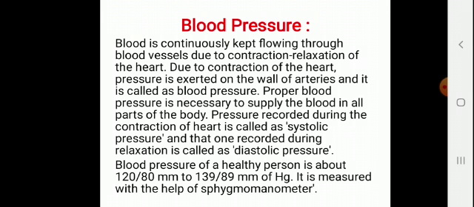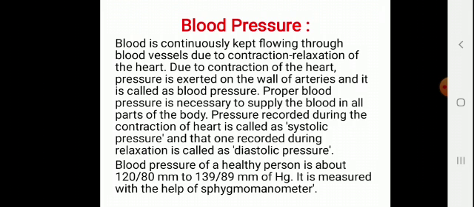Now let us understand the concept of blood pressure. Blood is continuously kept flowing through blood vessels due to contraction and relaxation of the heart. Due to contraction of the heart, pressure is exerted on the walls of arteries and it is called blood pressure. Proper blood pressure is necessary to supply the blood to all parts of the body. Pressure recorded during the contraction of the heart is called systolic pressure, and that recorded during relaxation is called diastolic pressure.